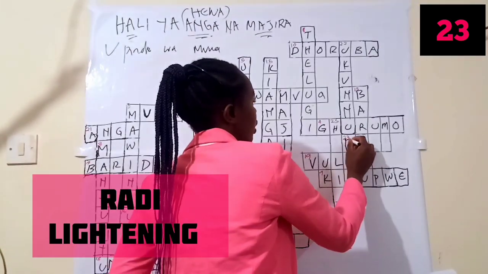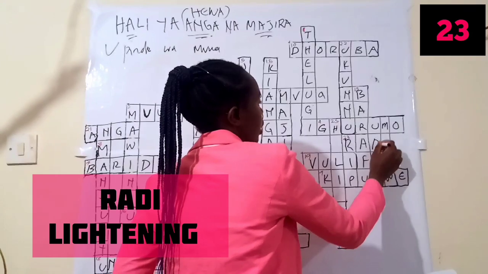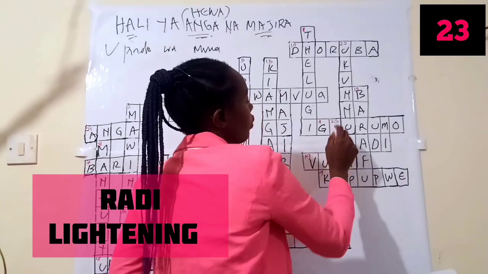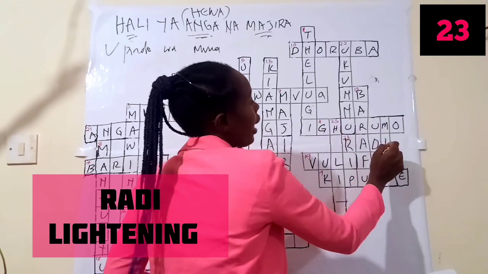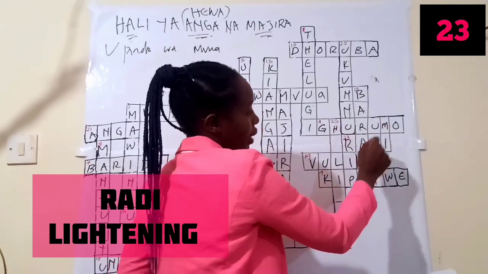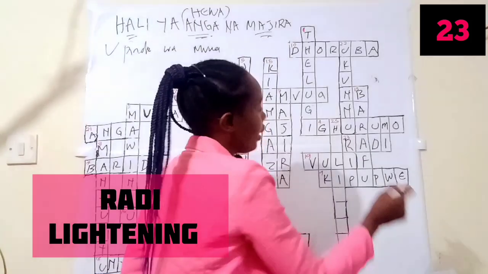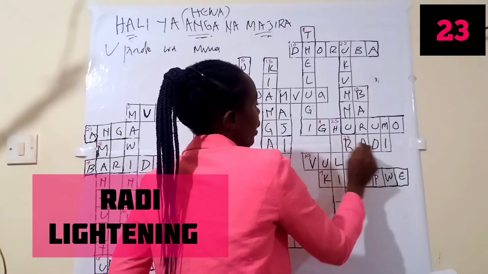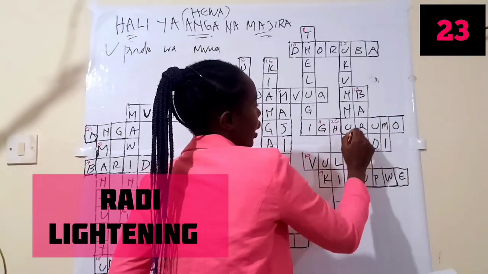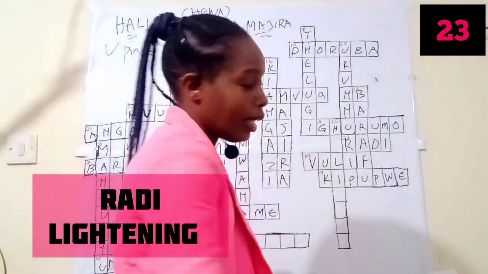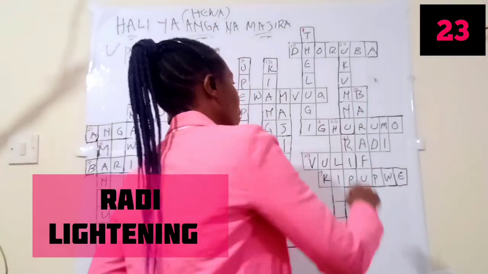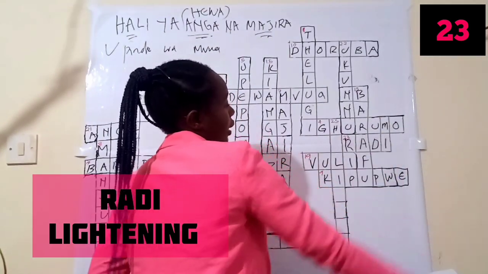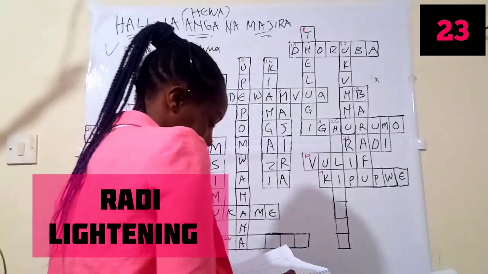R, D. So here we had gurumo. Gurumo na radi. This is thunder and lightning. So radi is lightning. Gurumo is thunder. And when you say na, it is and. So thunder and lightning, gurumo na radi.